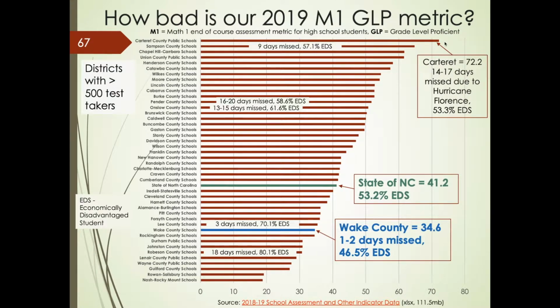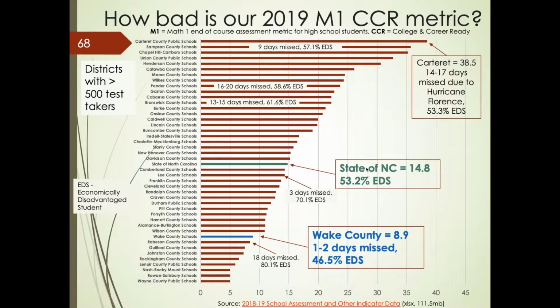Look at the ones at the top. Just look at Carteret. They are at 72.2% proficient, which is more than twice our proficiency level. Yet they missed roughly three weeks due to the hurricane. Their EDS number is about the same as ours, a little bit more than ours, but still a considerable difference in their score versus ours. So let's take a look at the CCR metric.